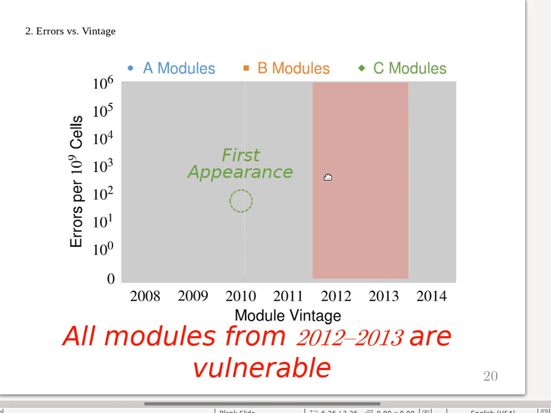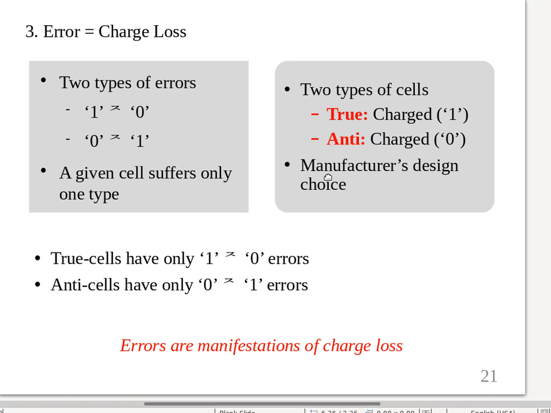First appeared in 2010, and let's see, all modules from 2012 to 2013 are vulnerable. 2 types of errors. You are basically, this should be an arrow, 1 to 0 and 0 to 1. A given cell suffers only one type, so 2 different types of charge. There's the true and the anti-charge. So this works with what's called a capacitor, which means if the capacitor has a charge, it's a 1. If it doesn't have a charge, it's a 0. Although it can be the other way around, depending on the manufacturer's design choice. True cells, aka the ones that are charged with 1, can only go from 1 to 0, and anti-cells can only go from 0 to 1. This should be blatantly obvious, but they wanted to make sure that everyone was on the same page.